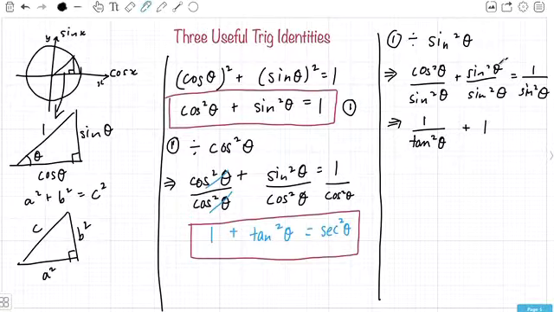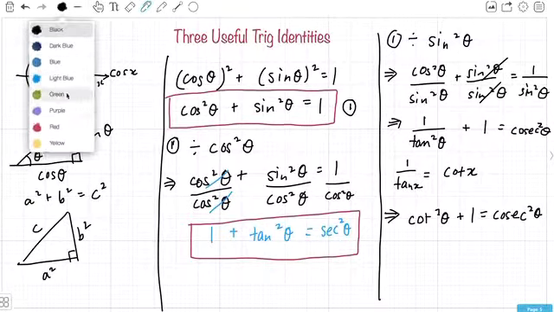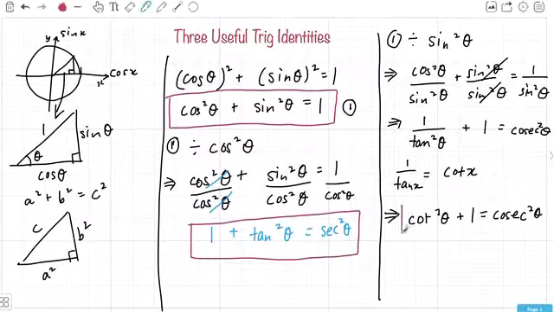This is going to be 1, they cancelled. And 1 over sec, well, that's cosec. And, oops, let's fit that in. So 1 over tan, remember that 1 over tan is actually cot. So that means that we now have 1 over tan squared, that's going to be cot squared theta, plus 1 equals cosec squared theta. Okay, so that's our last rule. It actually links cosec and cot together.